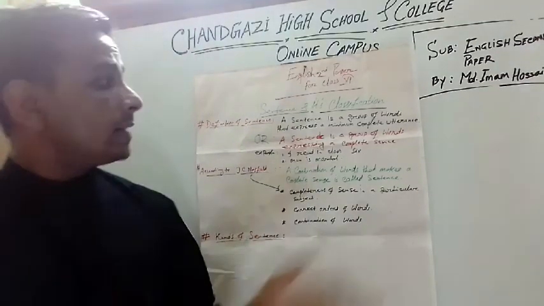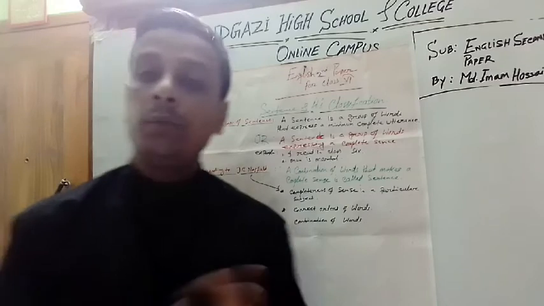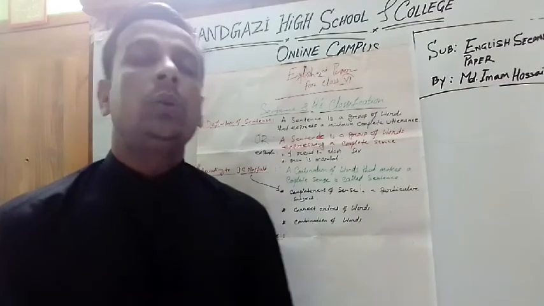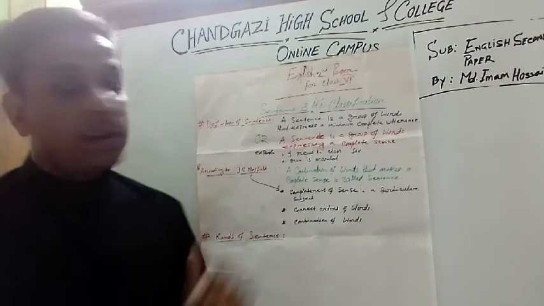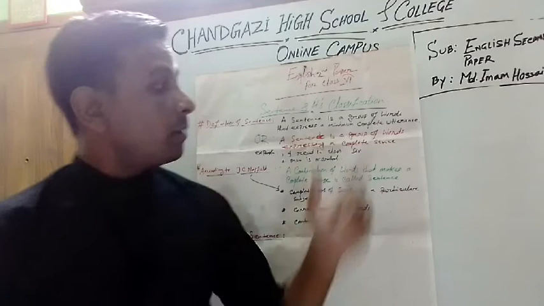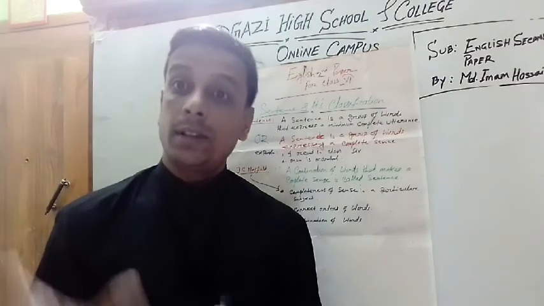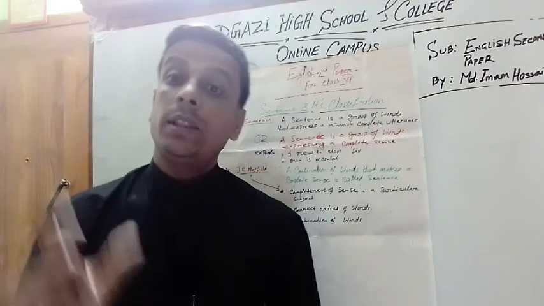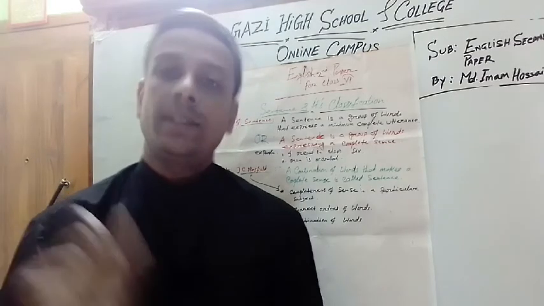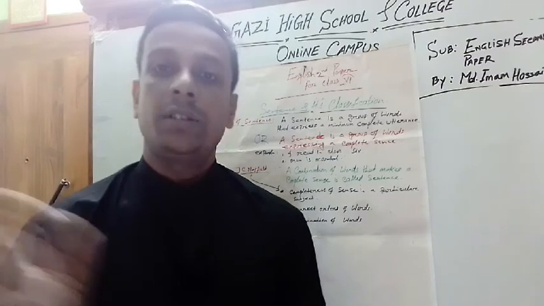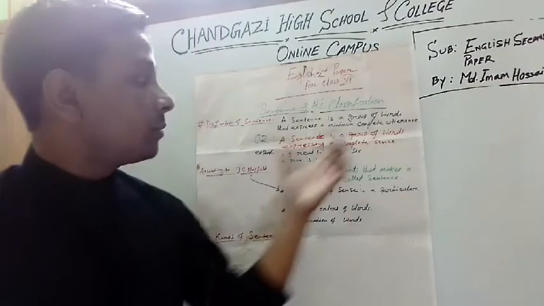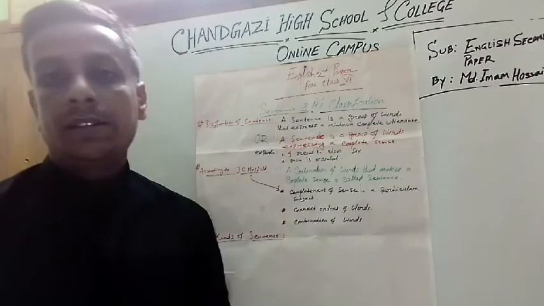That means a sentence is a group of words. But what should it be? It should be meaningful, and it expresses a minimum complete utterance. That means the sentence should be complete, and it will express a complete sense, a complete meaning, to another person. Such a group of words is called a sentence.